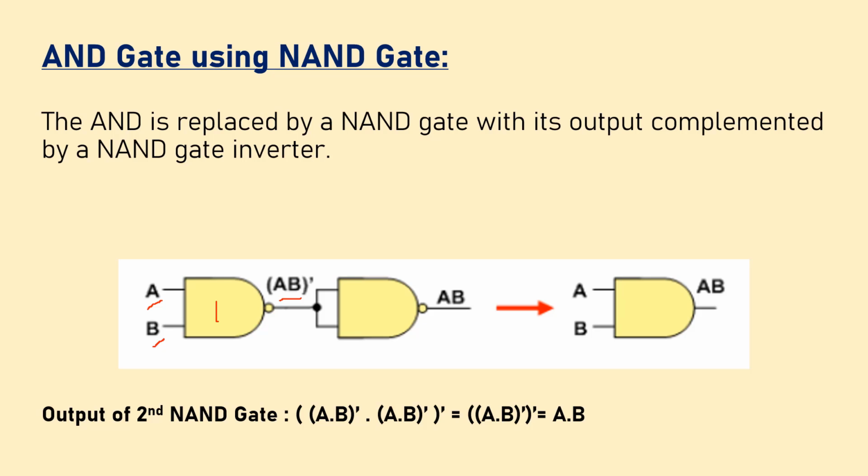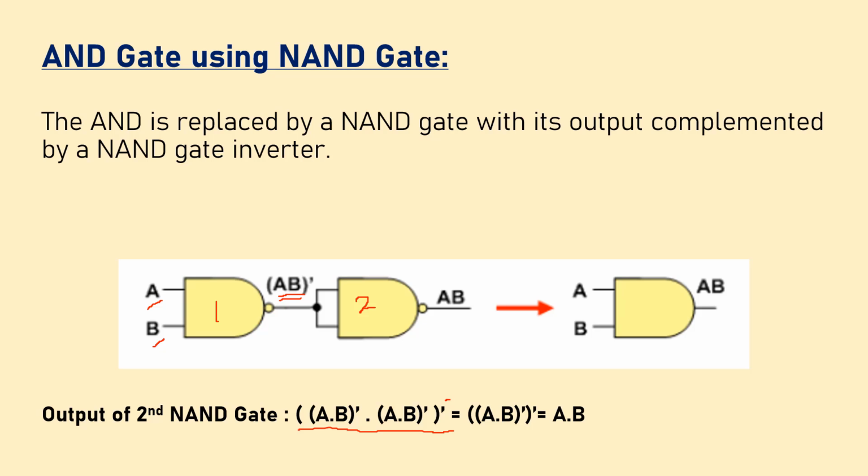Now again, the second NAND gate is treated as an inverter, since both of its inputs are the same, equal to (A dot B) whole complement. So the output of the second NAND gate will be ((A dot B) whole complement dot (A dot B) whole complement) whole complement.